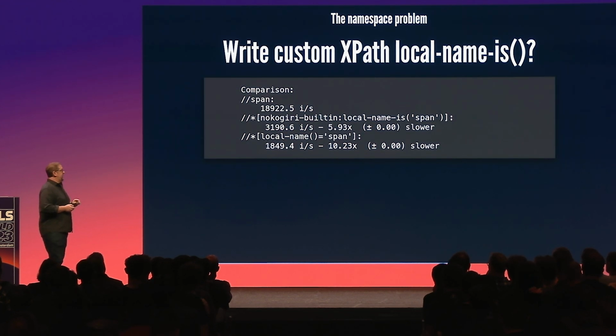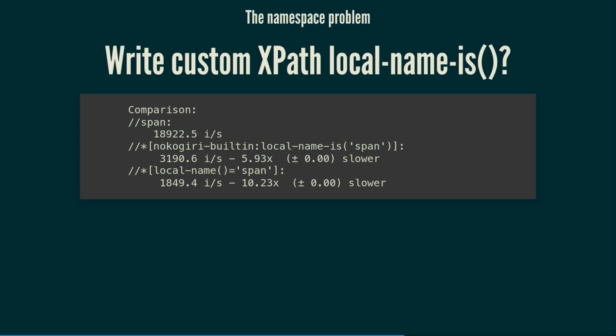So the next thing I tried is building a custom XPath function. So you can plug in your own C functions to XPath. And this one is just called local name is. It's a Boolean. It doesn't do so much string manipulation. And that was actually faster, but it's still 6 times slower than the original.